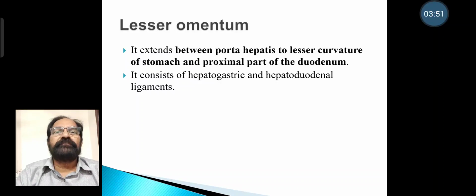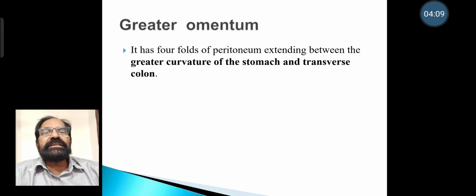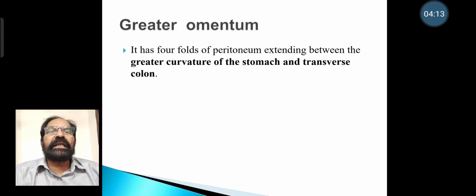Lesser omentum. It extends between the porta hepatis to the lesser curvature of stomach and proximal part of duodenum. It consists of hepatogastric and hepatoduodenal ligaments. Greater omentum. It has four folds of peritoneum extending between the greater curvature of the stomach and transverse colon.